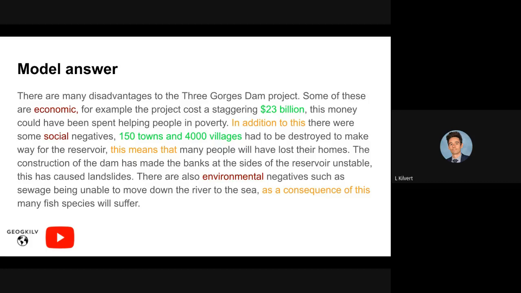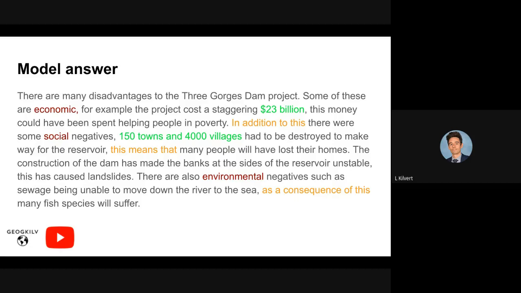Now, in addition to that, I've highlighted in orange or yellow where I've used connectives. And remember, connectives are really important to be able to develop your answers and your responses. I've put, in addition to this, there were. This means that many people. As a consequence of this, many fish species will suffer. So it's about really being able to develop your answers by using those connectives.